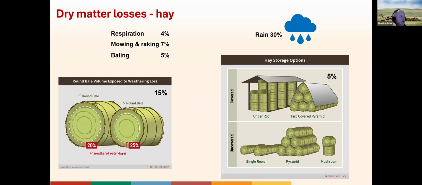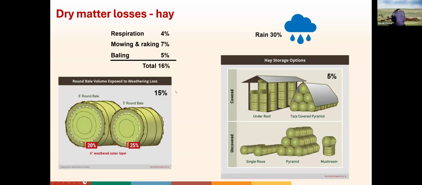and baling about another 5%. So you lose about 16% of the digestible dry matter just as a result of the harvesting process. And a lot of that is greater with hay because of the loss of the leaf material, which is the more digestible component of the plant.